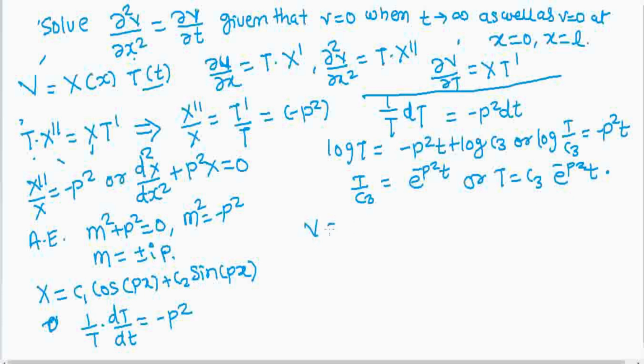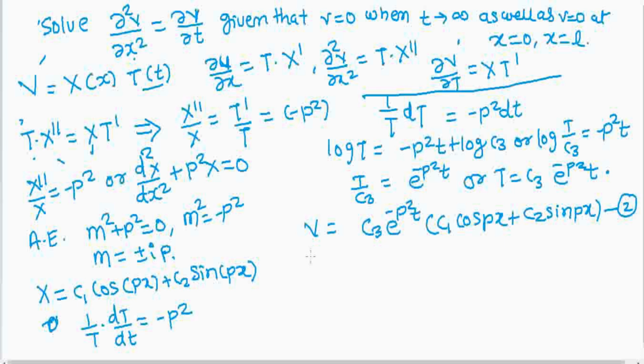Then v equal to, what is my x? X is c1 into cos of px plus c2 sine of px, so v is c3 e raised to minus p square t into c1 cos of px plus c2 sine of px. This is the solution of this given differential equation.